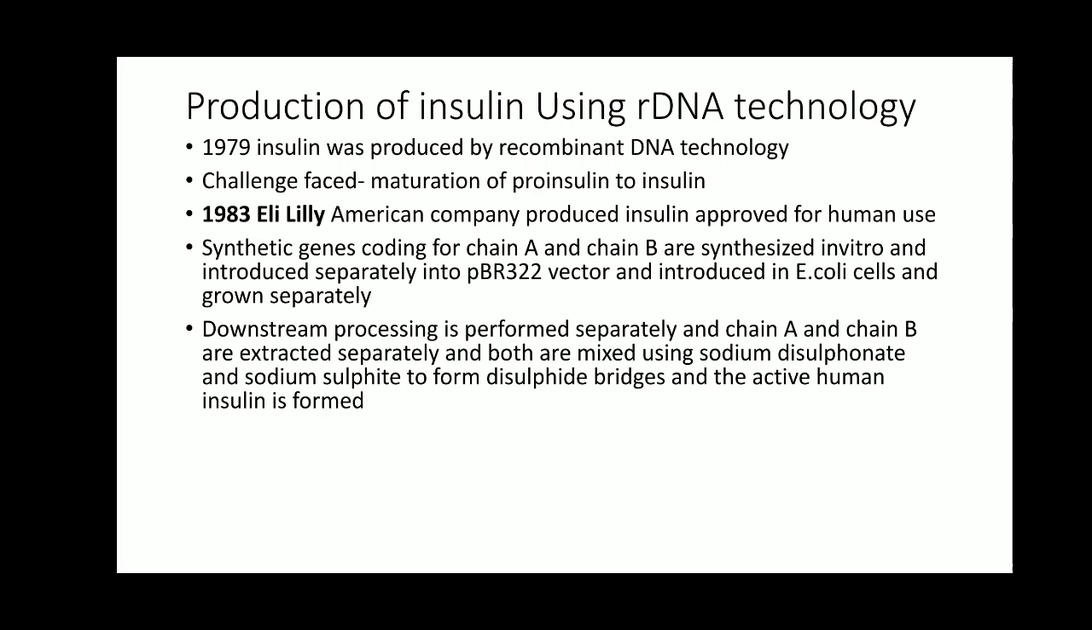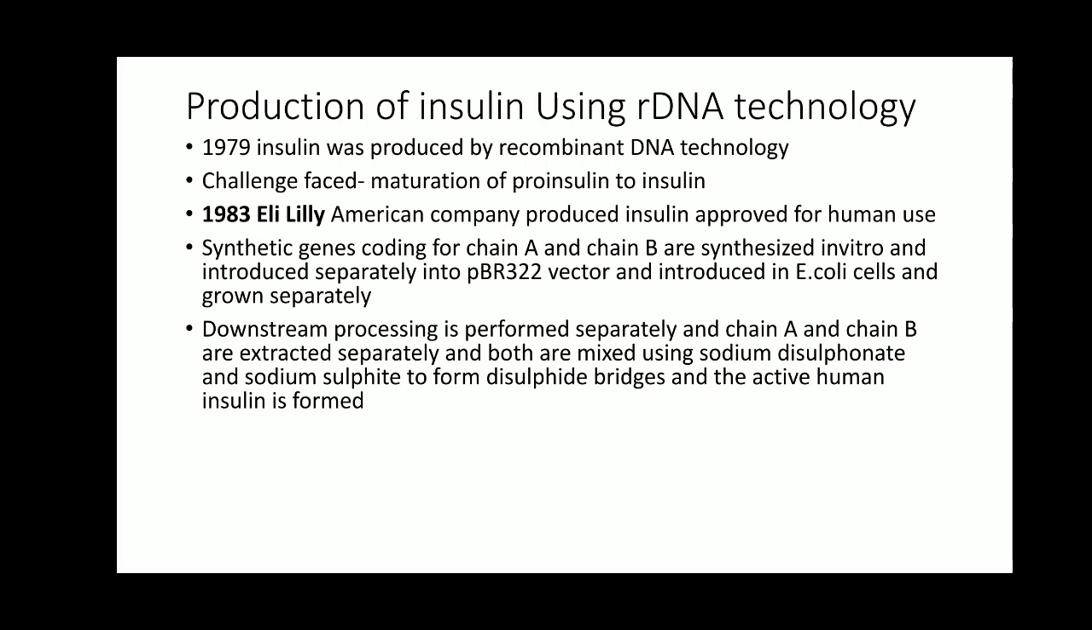Even in 1979, there were bacteria that also produced insulin, but there was a problem in maturation of proinsulin to insulin, and that was not approved for human use. Whereas in the years after 1979, a lot of research took place in finding the best way to produce insulin through recombinant DNA technology, and later, in the year 1983, the American company Eli Lilly produced insulin that was approved for human use.